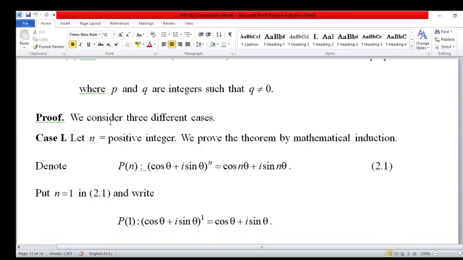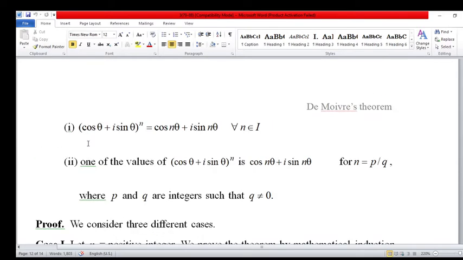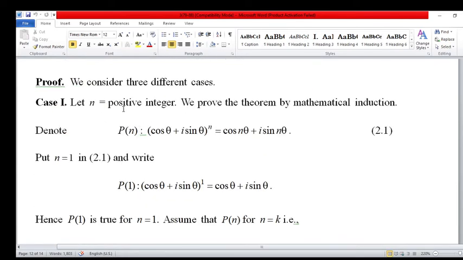We consider three different cases. First, n is positive; second, n is negative; and third, n is a fraction or rational number. So the first case: n is positive, meaning 1, 2, 3, 4, 5, 6, 7 and so on. We prove this theorem by the mathematical induction method.